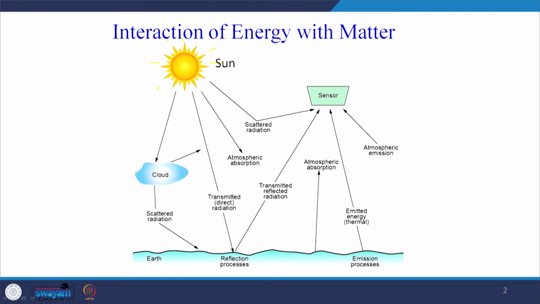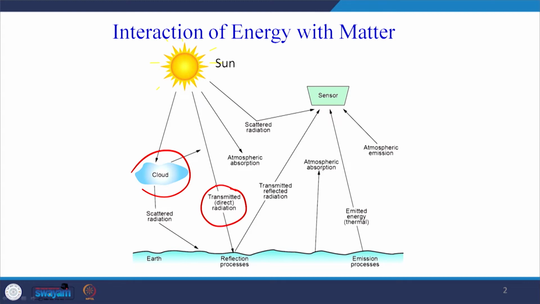This is a very popular diagram when we explain how the energy is travelling from the sun, when we are talking about passive remote sensing systems. So when the energy is travelling from the source to the object, there are clouds in between, and the atmosphere plays a very important role. In the atmosphere there are processes taking place like absorption, scattering, and transmission. The remaining energy is transmitted to the ground.